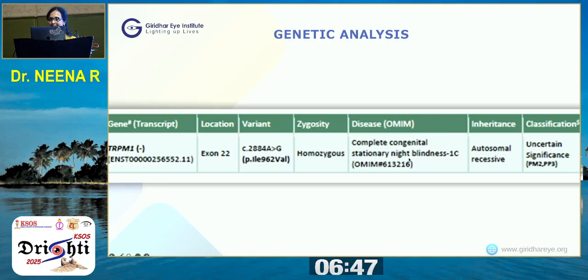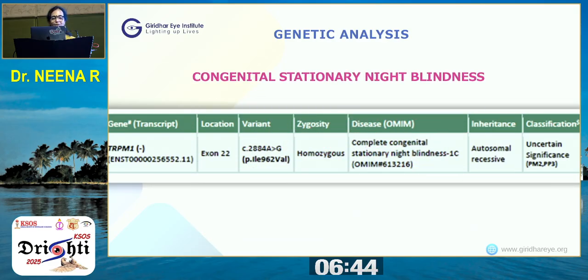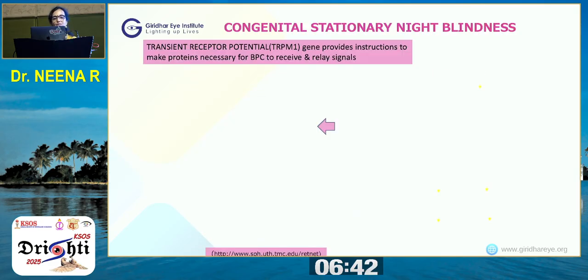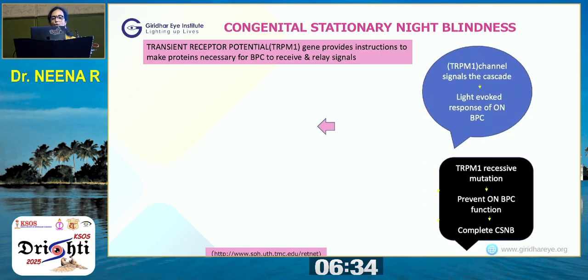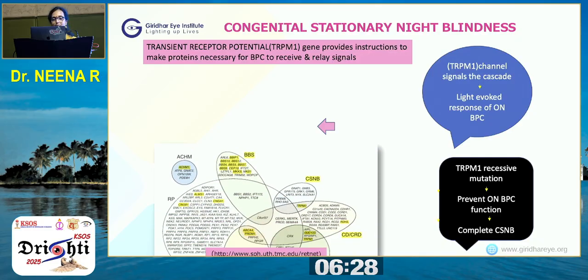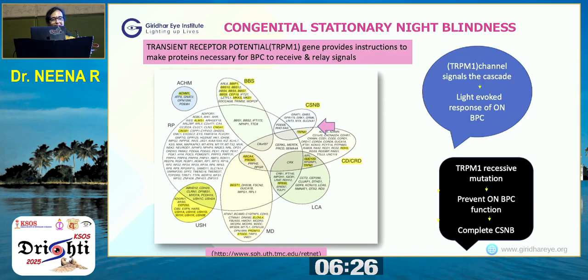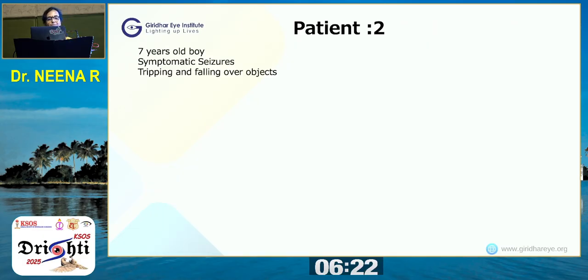So all this is Greek and Latin to you, I guess, but even to me it was Greek and Latin till I read about it, because this transient receptor potential gene provides instructions to make proteins, which is necessary for night vision, especially for the on bipolar cells. So if there is a mutation in the TRPM1 gene, this does not function and results in complete CSNB. And that's when I understood, yes, so there is a problem here, and he does have a problem.